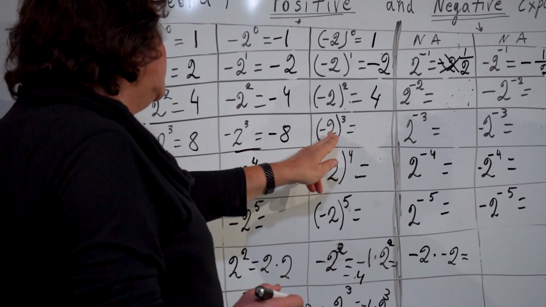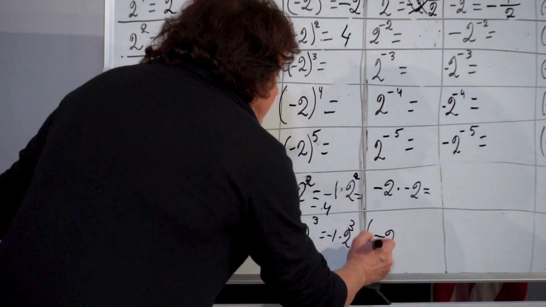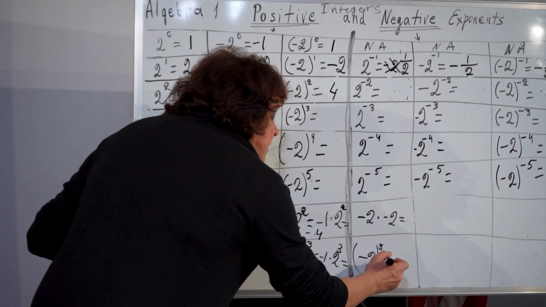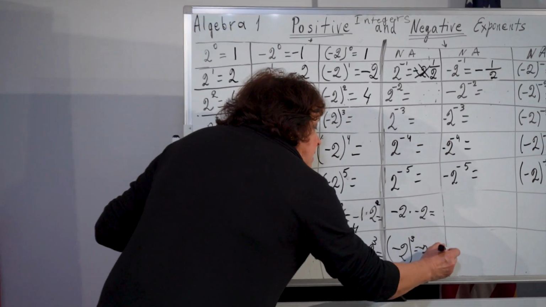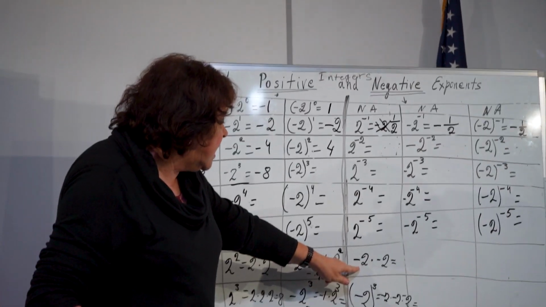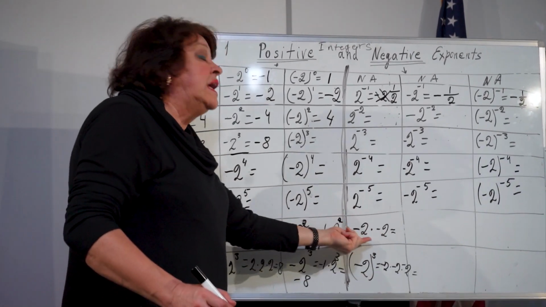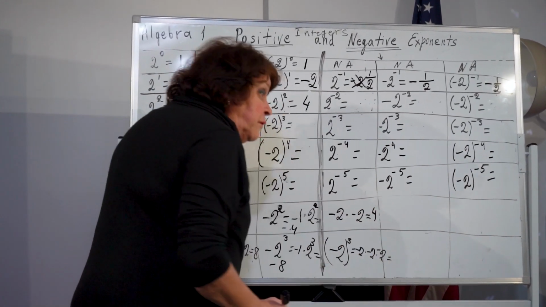So here, we have this negative sign. Here we have, in parentheses, negative 2 to the power of 3. So what does it mean? It means negative 2 times negative 2 times negative 2. And this is a completely different story than here. Here we have negative 2 times negative 2. We know negative times negative gives you positive. That's why here it was positive 4.